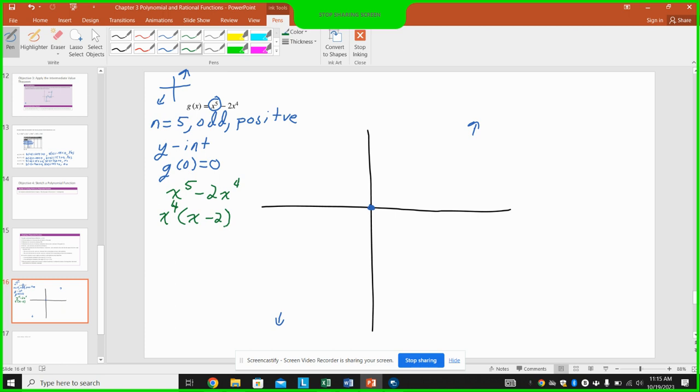Now that I have my factors, what do I do with those factors? Set them equal to 0. So x to the 4th equal to 0 will give me x equals what? 0. With a multiplicity of what? X minus 2 equals 0 will give me a 0 of what? Of 2 with a multiplicity of what?